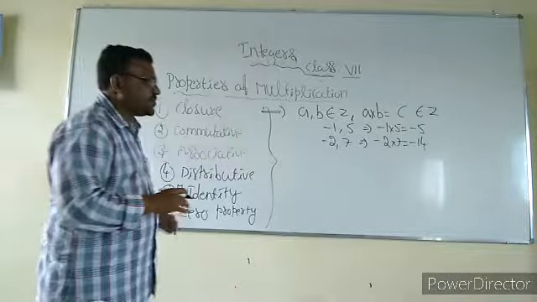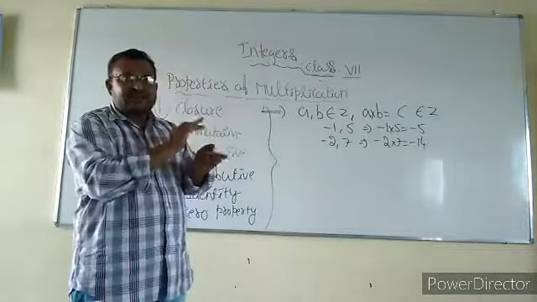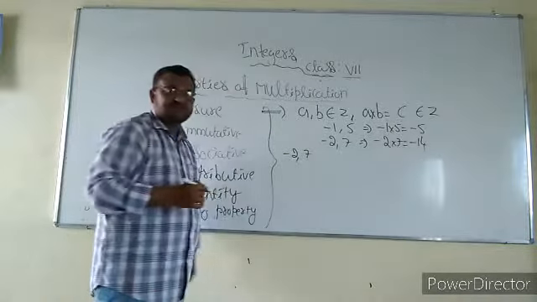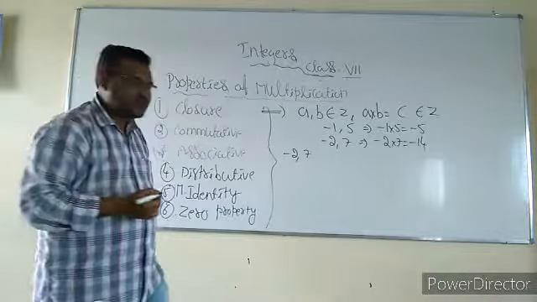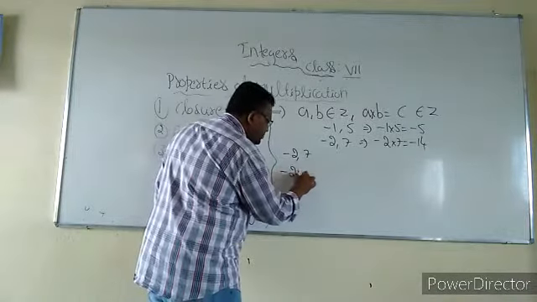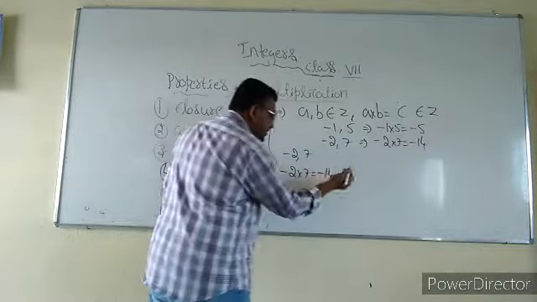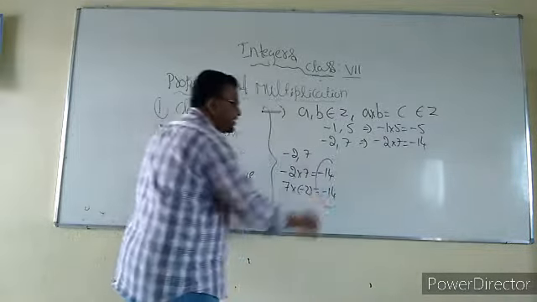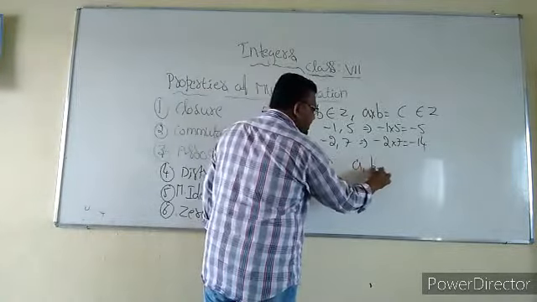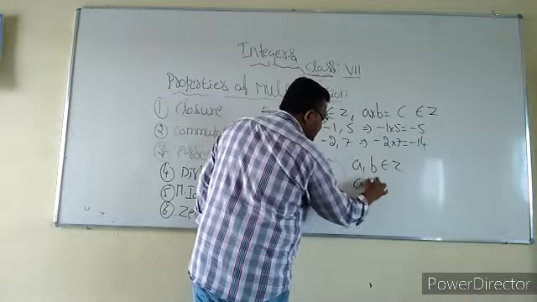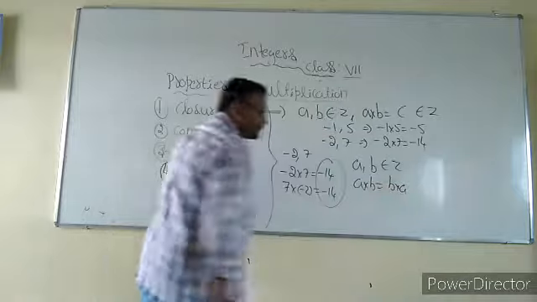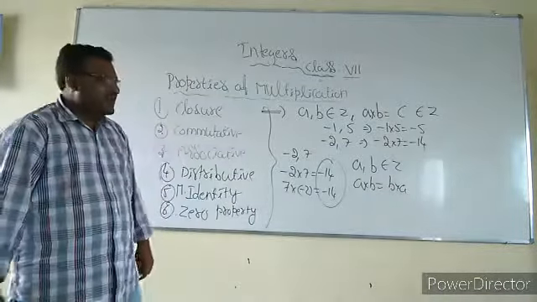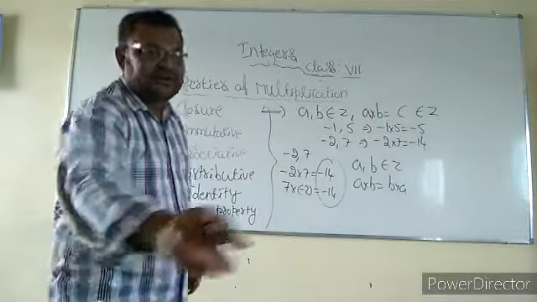And next, commutative property. Commutative means reverse the order. That means take -2 and 7, any two integers. Multiply these two, -2 into 7, -14. Reverse the order, 7 into -2, then also it will be -14. That means we can say A, B belongs to Z, A into B equals B into A. So this is called commutative property under multiplication. Next, associative property.